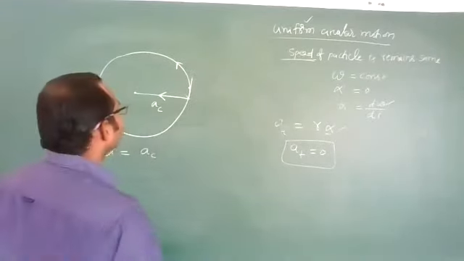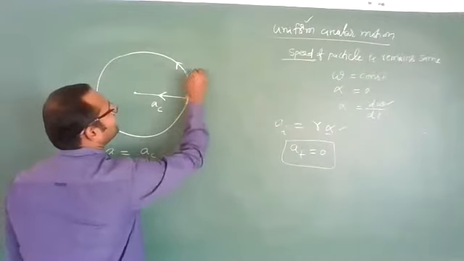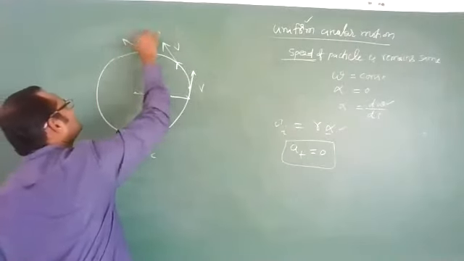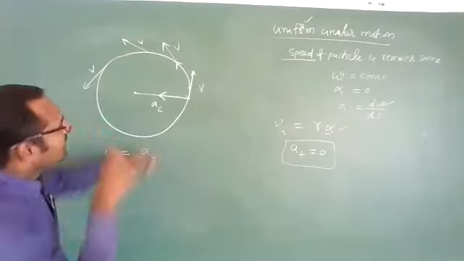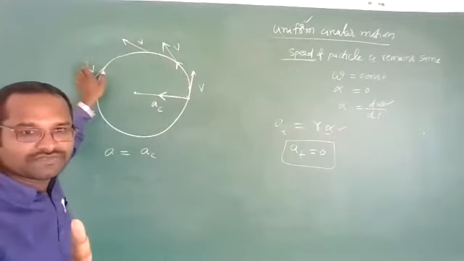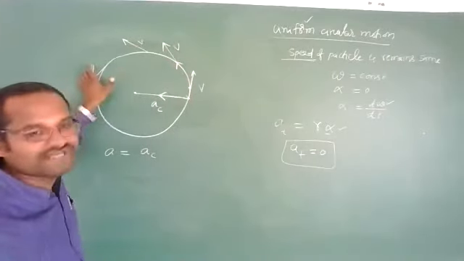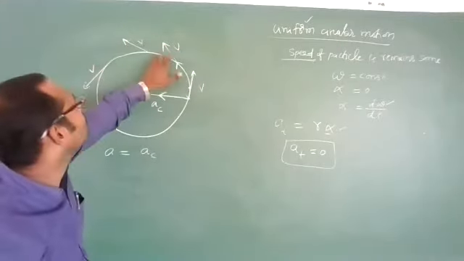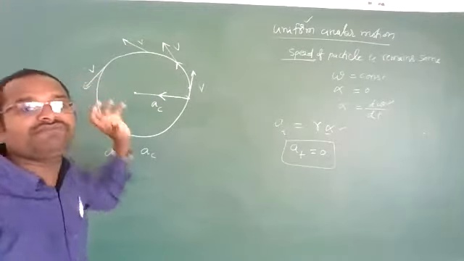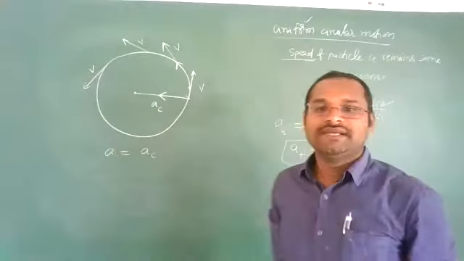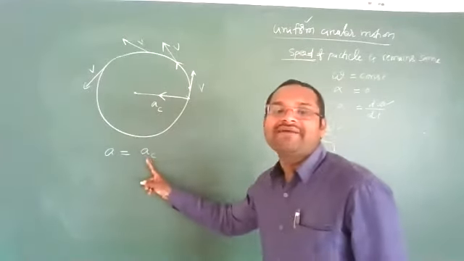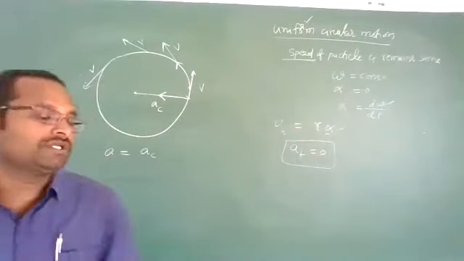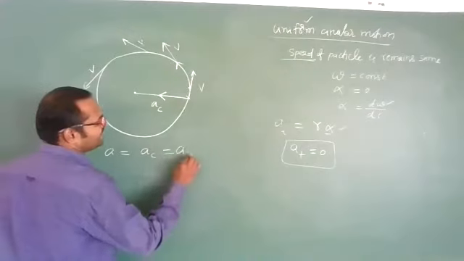The reason for that is, see, here the direction of velocity is like this. Here the direction of velocity is like this. Here, like this. Here, like this. Even though the value of v is the same here, here, here, here, its direction is changing. Due to the change in the direction of the velocity, there will be a change in velocity. Due to that change in velocity, it will have an acceleration that is called centripetal acceleration or radial acceleration.